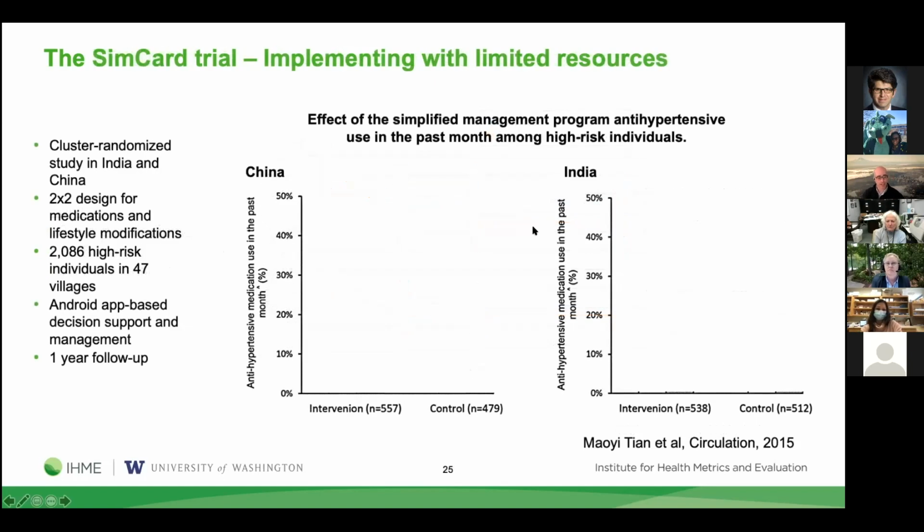So this is just one other study I want to talk about. This, I think, is one of the most interesting because, of course, the biggest challenge in managing hypertension as a risk factor is that many people who are suffering from it live in places where there's just no health system at all. And this was a cluster randomized study.